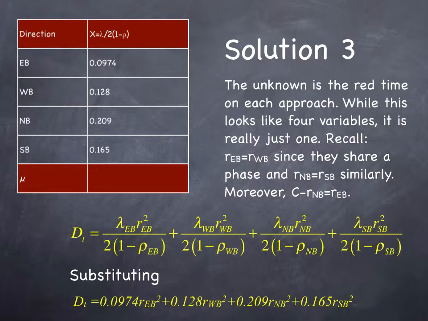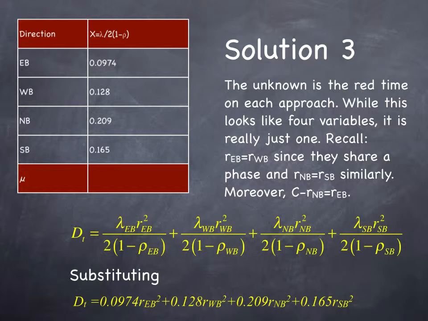So in that equation, the unknown is the red time. That is what we're trying to solve for. This looks like 4 variables. We have the red time on the eastbound approach, the red time on the westbound approach, the red time on the northbound approach, and the red time on the southbound approach. However, it is really just one, because the red times on the eastbound and westbound approaches are the same, and the red times on the northbound and southbound approaches are the same. Further, we know that the red time on the eastbound approach is equal to the cycle length minus the red time on the northbound approach. So we only have one variable here.